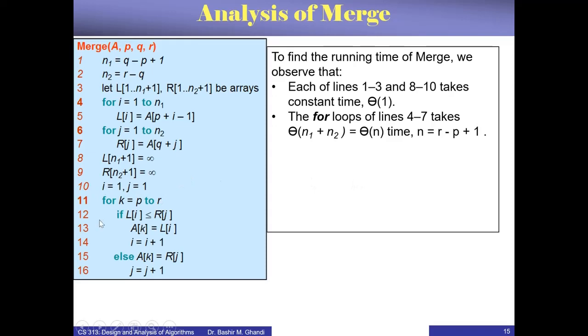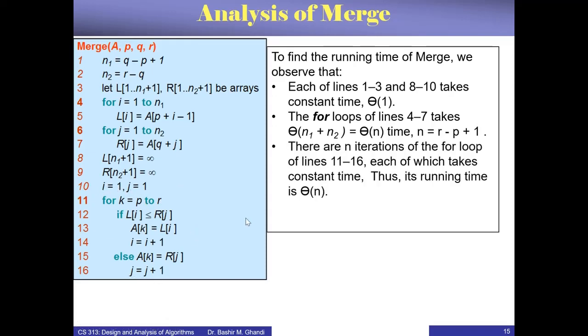Alright, so that leaves us with just this for loop to take care of. Now there are n iterations of the for loop from lines 11 to 16, each of which takes constant time. First, if you look at the body of this for loop, there is no inner loop inside. They are all either comparison or assignment. Whether we go to the if part or the else part, it just involves some comparison and 2 assignments, particularly copying the element L[i] to A[k] or R[j] to A[k], and then incrementing either i or j. So these are constants.